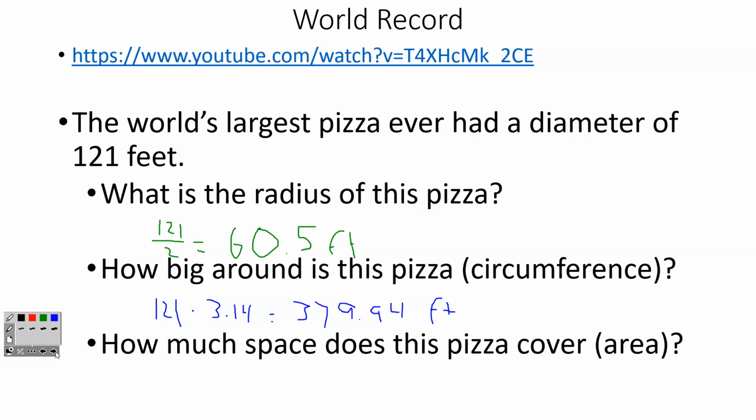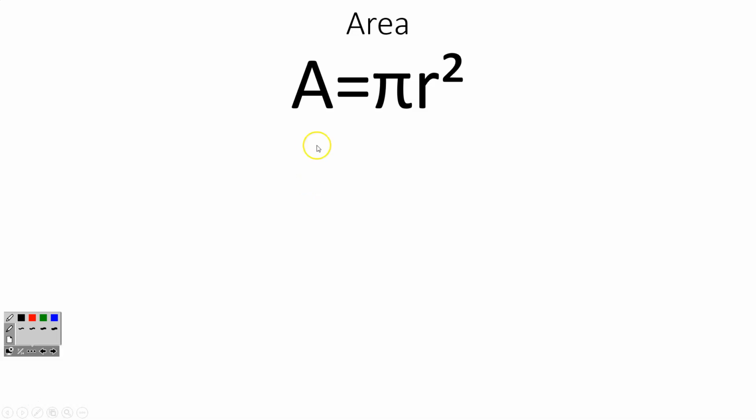So how much space does this pizza cover? What's the area? Well, we don't know how to solve that just yet. So here's how to do it. A, that's your area, equals pi times the radius squared.